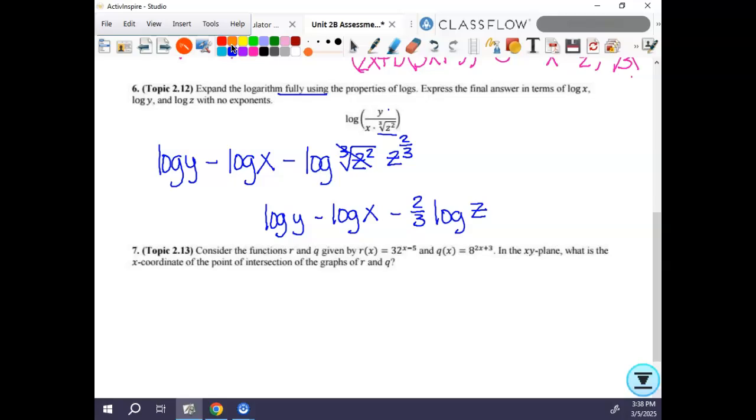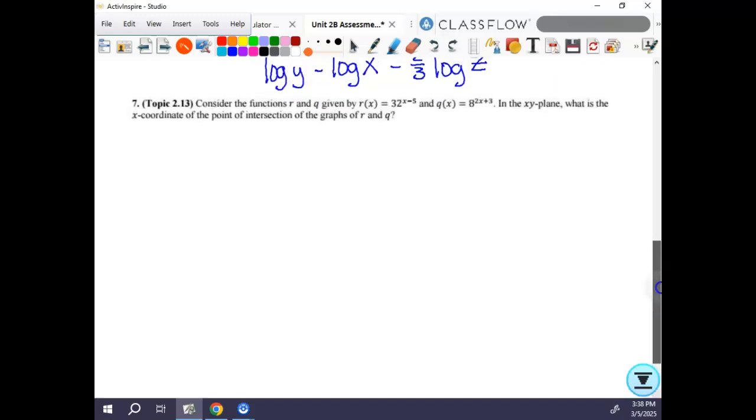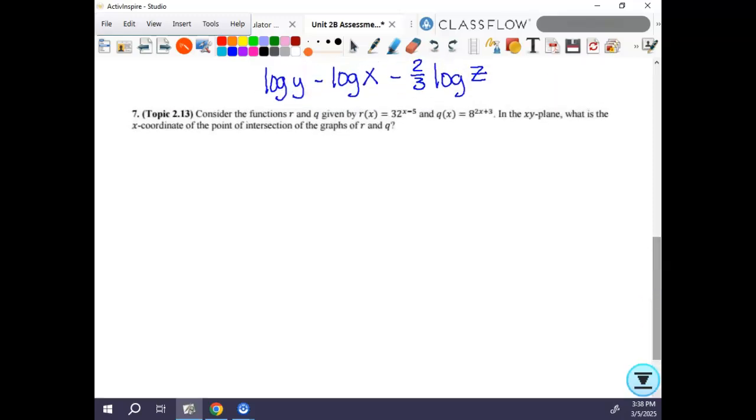Consider the functions r and q given by these two equations. In the xy plane, what is the x coordinate of the point of intersection of the graphs? Remember, where two graphs intersect is where they have the x and y in common. These are their y values, so I can set this part equal to this part. So I'm going to get 32 to the x minus 5 power equals 8 to the 2x plus 3 power.